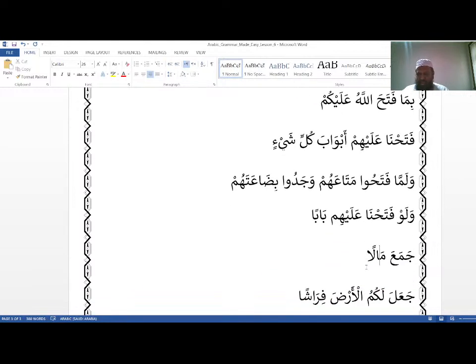Right, a few more examples, and we'll finish the lesson now. جعل لكم الأرض فراشا. Find the fi'l, which is جعل. Let's look for the fa'il. Again, any ism in halatul rafa having dhamma.